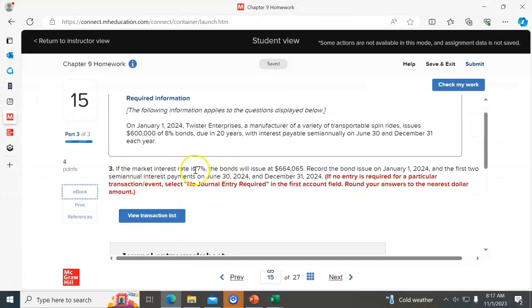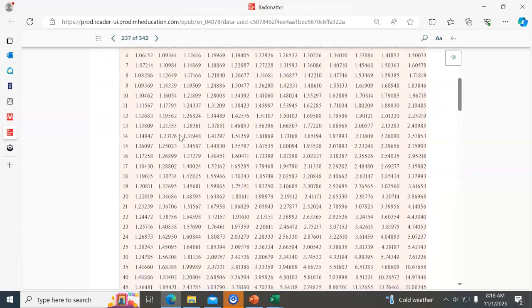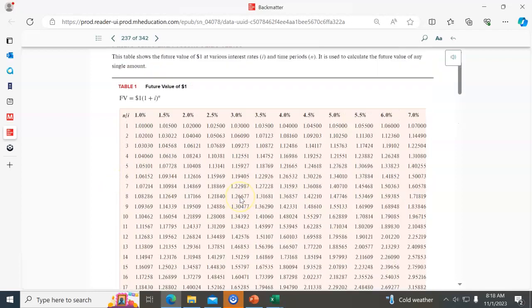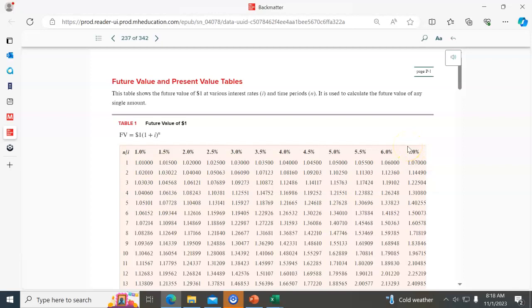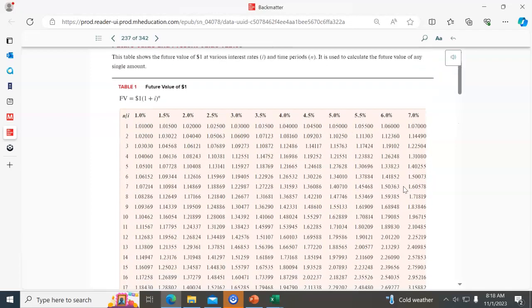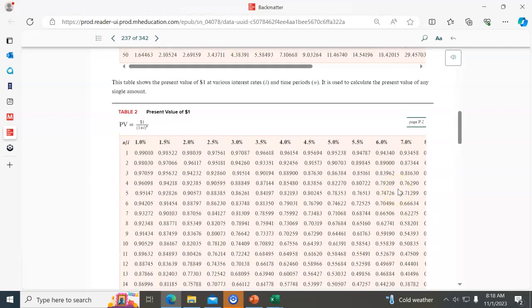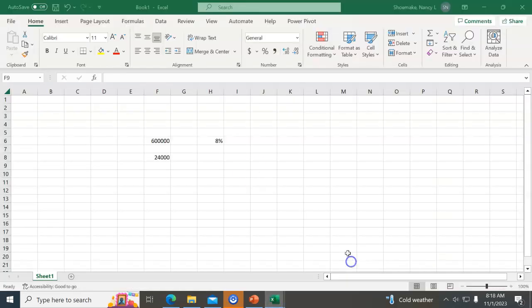Do you see it says the market rate is 7% and the number of periods is how many? 40. So we are going to go to table 2, 40 periods. And what did I just say the rate was? 7%. It's way over here. Do you see where I'm looking? Market rate is 7%, 40 periods. No, not table 1, table 2. Present value of a dollar. 7%, 40 periods. Do you see this number says 0.06678?